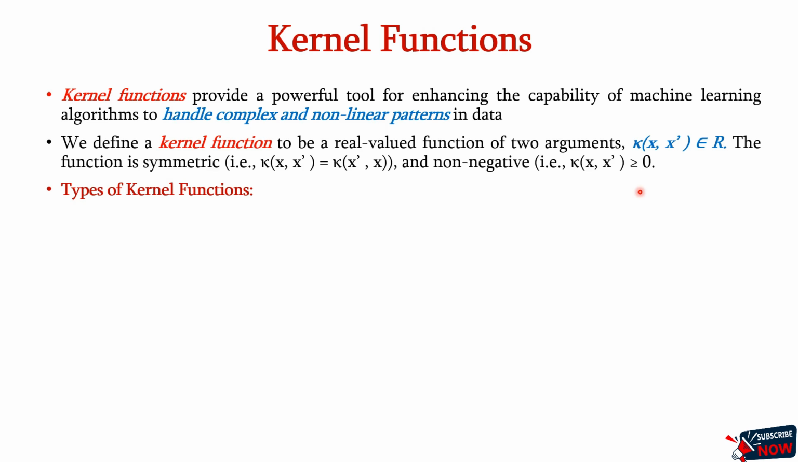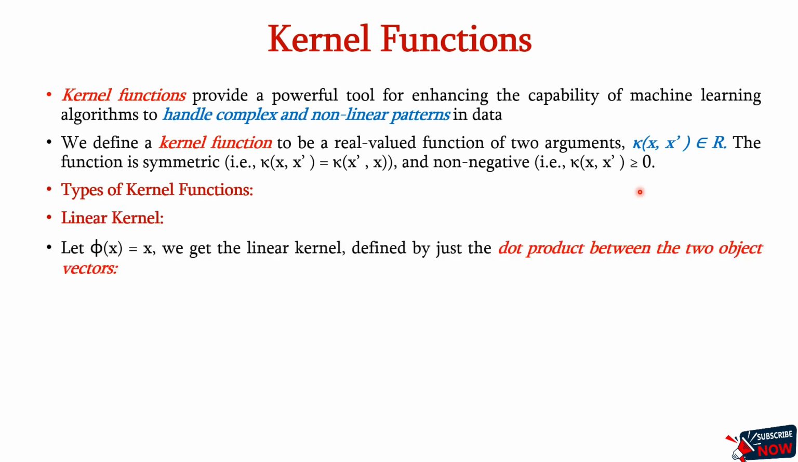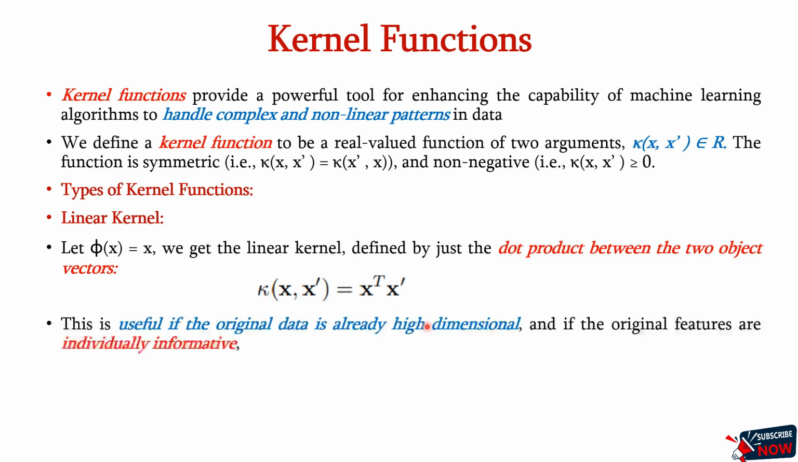Now let us see different types of kernel functions. First one is linear kernel. Let pi of x is equal to x. Pi is the transformation function applied on the input feature x. We get the linear kernel defined by just the dot product between the two object vectors, which is represented as k of x, x dash is equal to x transpose into x dash.